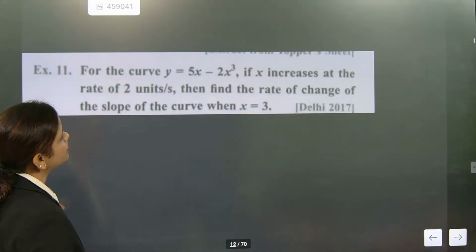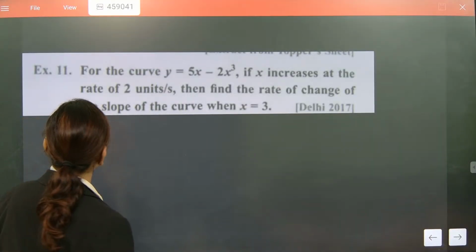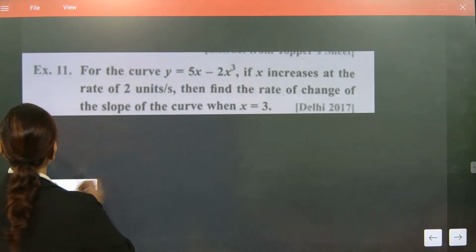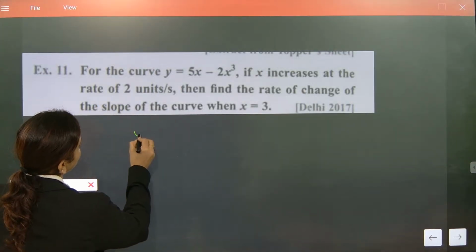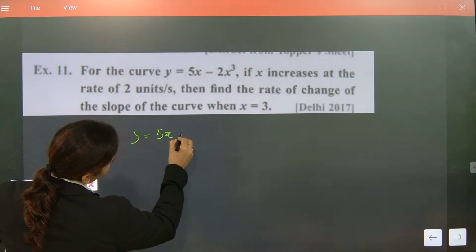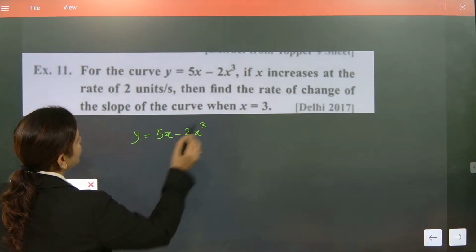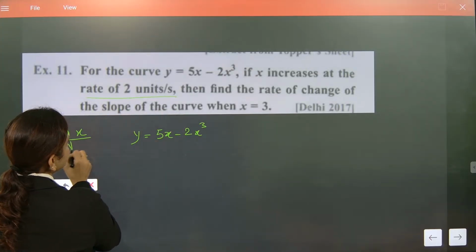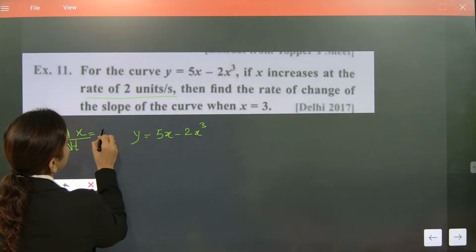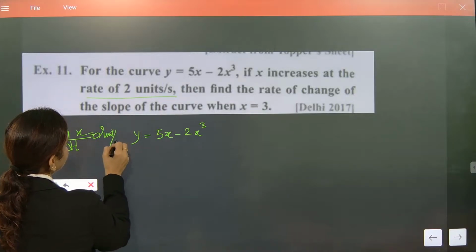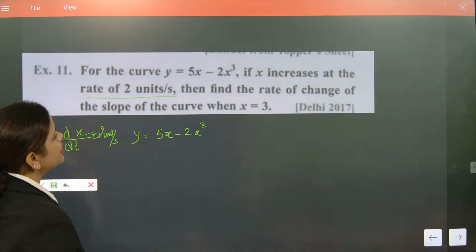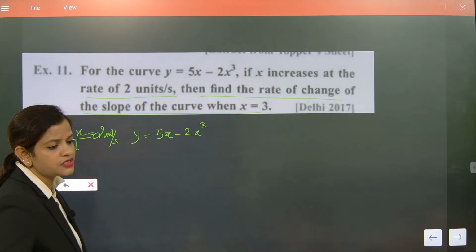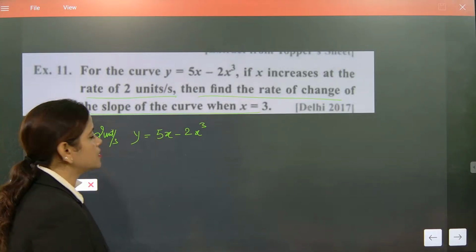Now look here. We are going to solve this question. The curve equation is given, increasing at a rate, because I told you about rate measures. Case study also I have to write today. Now check: y is equal to 5x minus 2x cube is given. Now x is increasing at a rate of this much, that means dx by dt is equal to 2 units per second. Then find the rate of change of the slope of the curve. This is a good question.